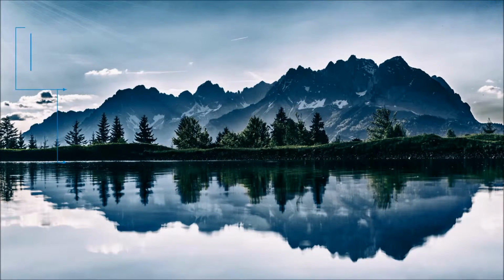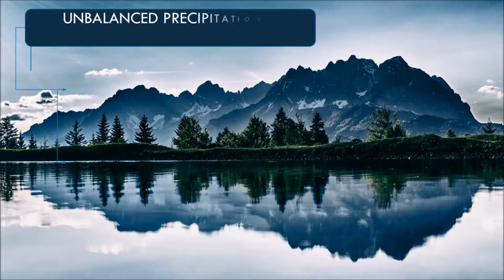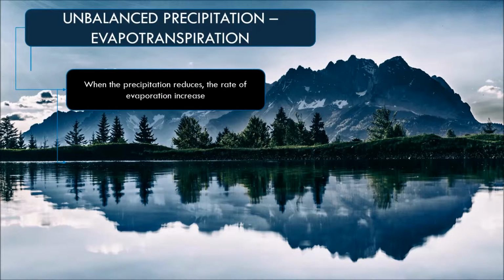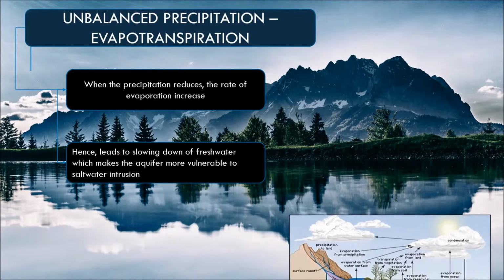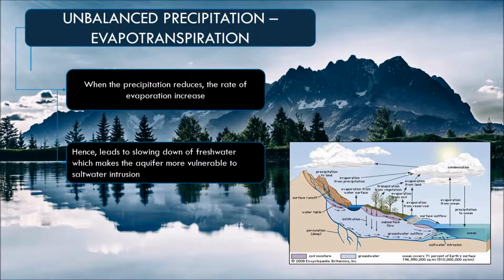Apart from sea level rise, the unbalanced precipitation-evapotranspiration ratio is also contributing to saltwater intrusion. When the precipitation reduces, the rate of evaporation increases, hence leading to a slowing down of freshwater flow, which makes the aquifer more vulnerable to saltwater intrusion.